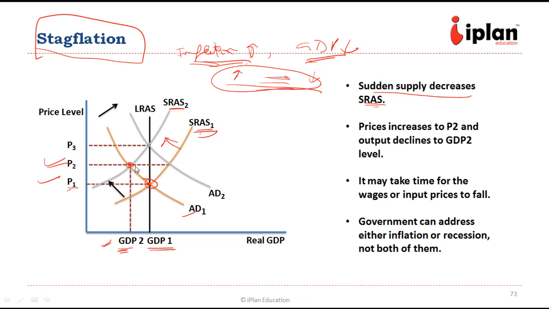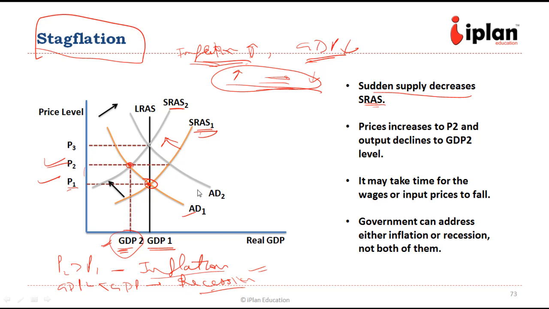As a reaction to that, we are in a typical situation where even at a higher price we are producing less. So P2 is higher than P1. That says this is a case of inflation, and our GDP2 is less than GDP1. That says this is the case of low GDP growth or recession. So in recession, inflation is happening. That is the case of stagflation.